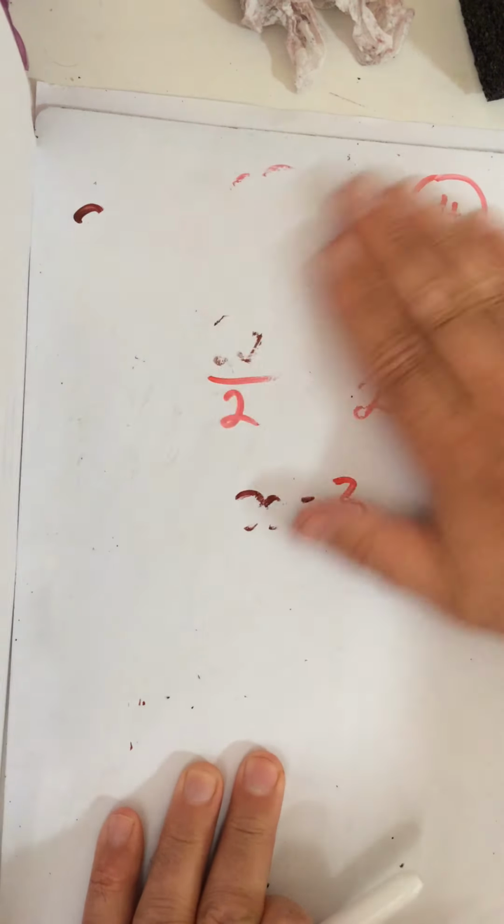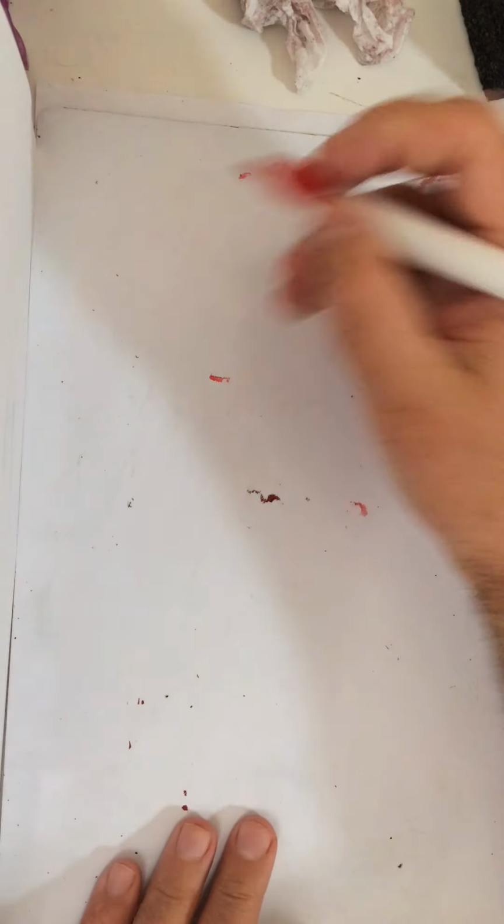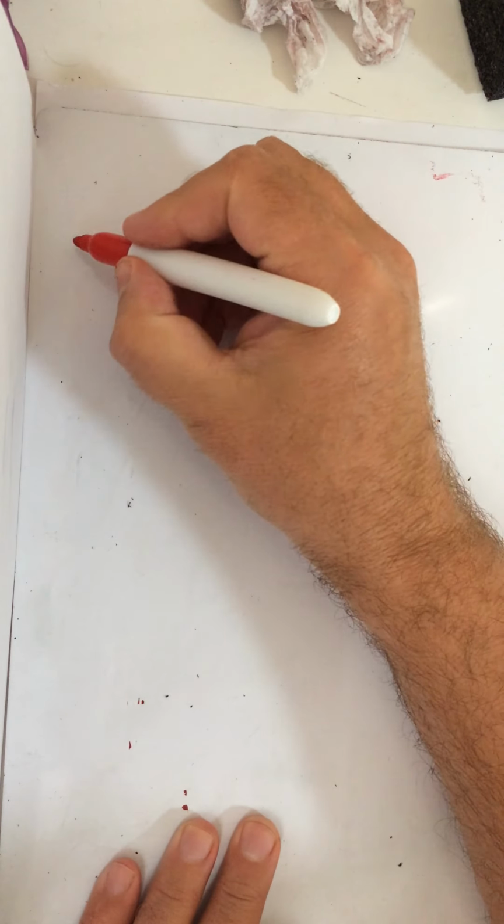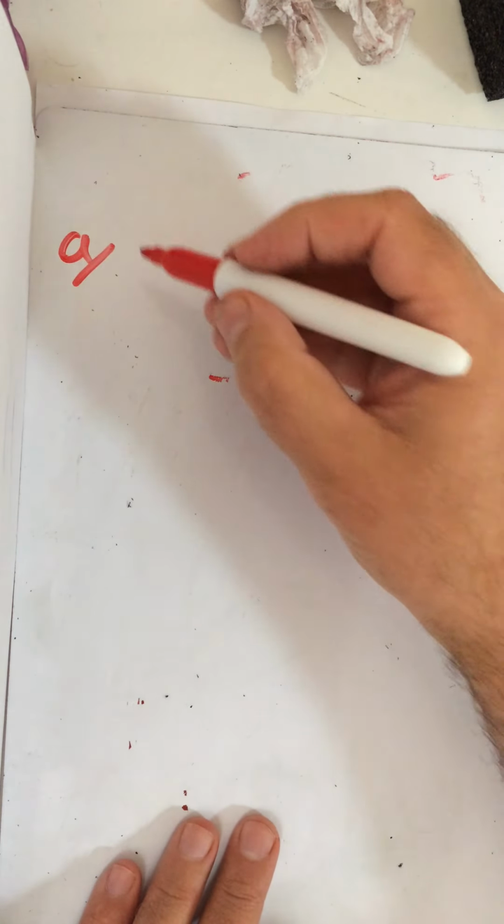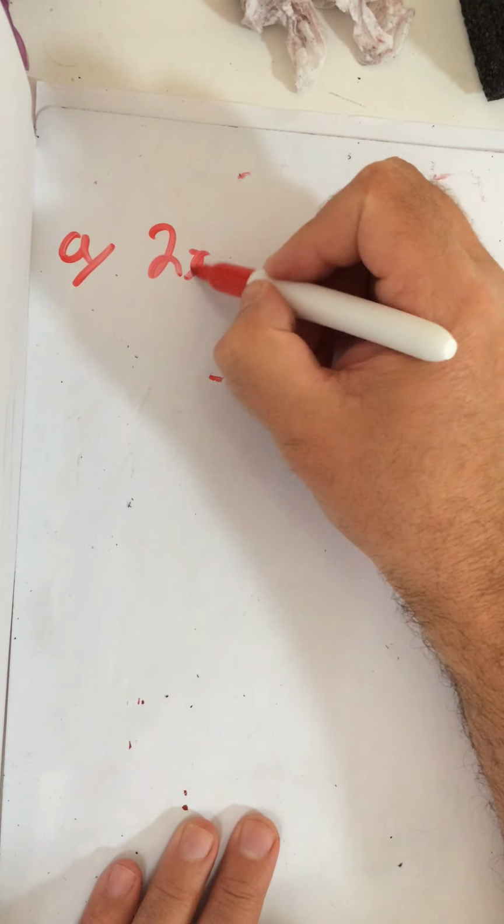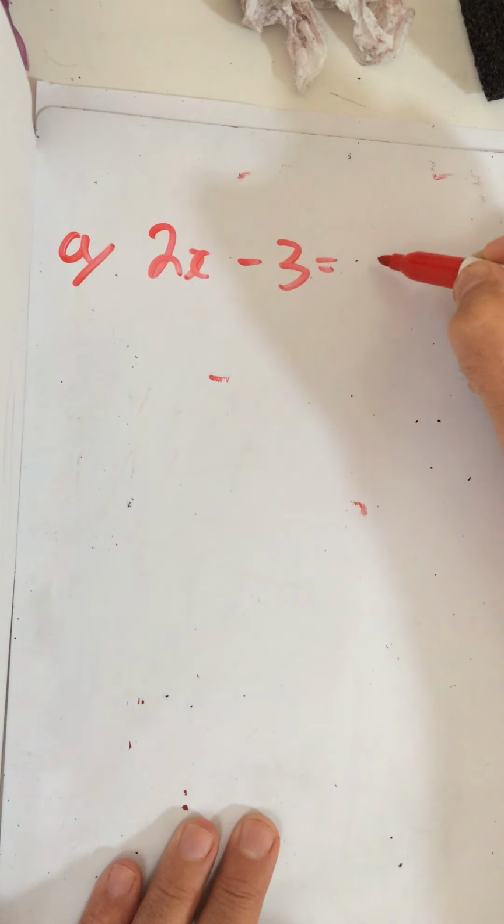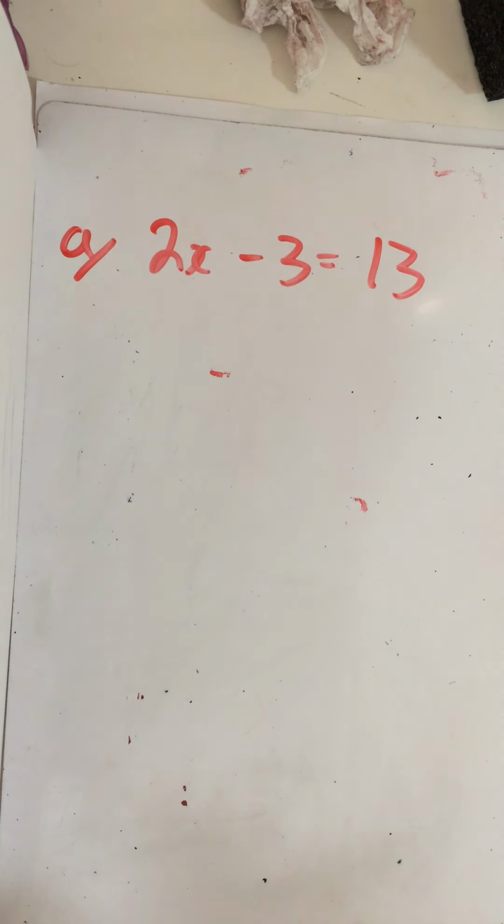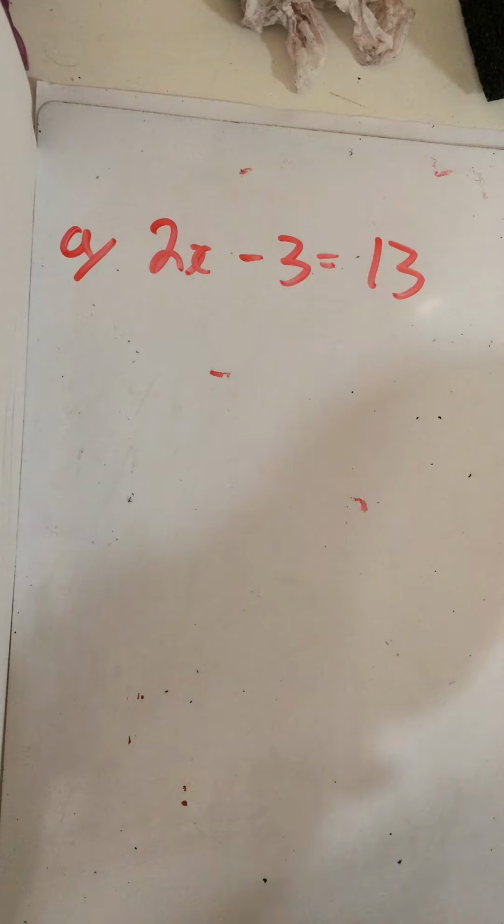Call it question A. We'll go straight in with you having a go at these yourself. Question A, have a go at 2x minus 3 equals 13, please. Do that as quick as you can. Do the full written method, please. Pause the video while you do that.